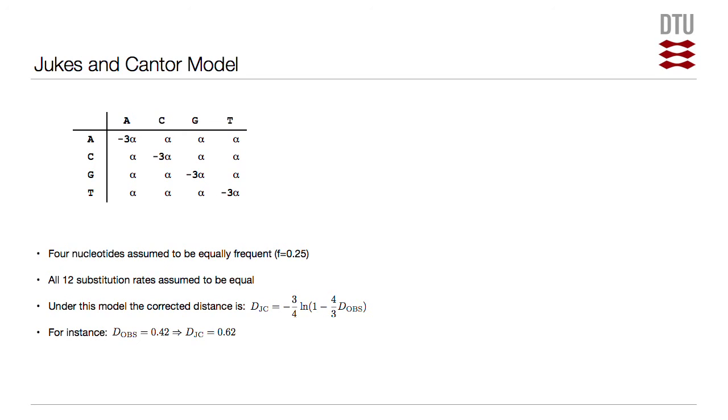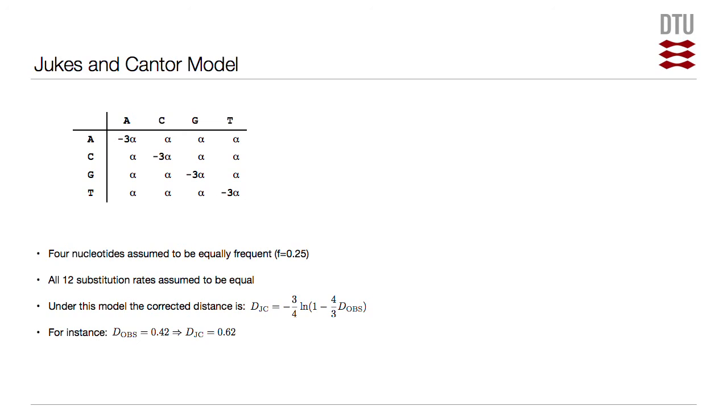The simplest model that we'll look at is called the Jukes and Cantor model, after the gentleman that originally developed this model. The idea is quite simple. The idea is that any possible substitution, A to C, A to G, A to T, etc., occurs with the same rate. There's the same probability that an A will change to a G as that it will change to a T, etc., etc. Under this model, it's also assumed that the 4 nucleotides have the same frequency, 25%.